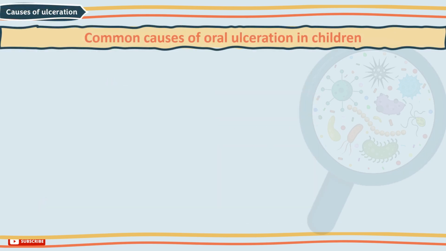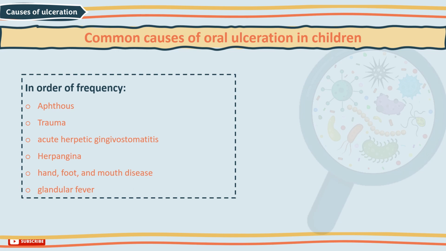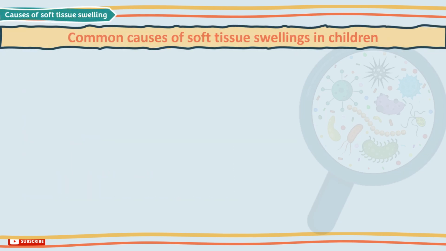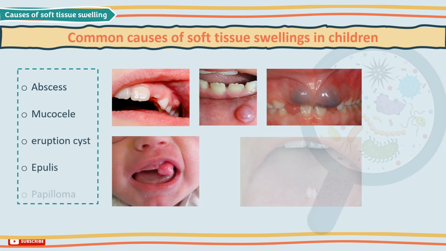Common causes of oral ulceration in children in order of frequency. Number 1, aphthous ulcers. Number 2, trauma. Number 3, acute herpetic gingival stomatitis. Number 4, herpangina. Number 5, hand, foot and mouth disease. And number 6, glandular fever. Common causes of soft tissue swellings in children: abscess, mucocele, eruption cyst, epulis, and papilloma.